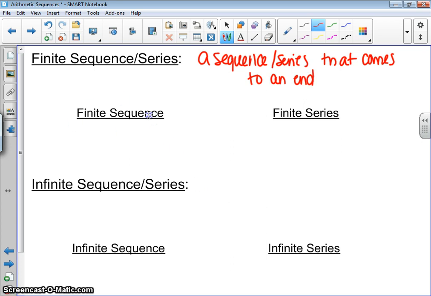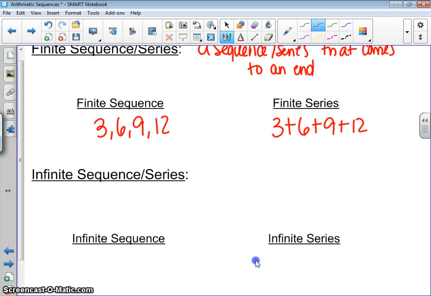An example of a finite sequence would be something like 3, 6, 9, 12. This is a finite arithmetic sequence because it's going up by 3 and it ends. There's no ellipsis at the end. The same sequence as a series would just be 3 plus 6 plus 9 plus 12. So a series is separated by pluses and a sequence is separated by commas. A series is just the sum of those terms in the sequence.